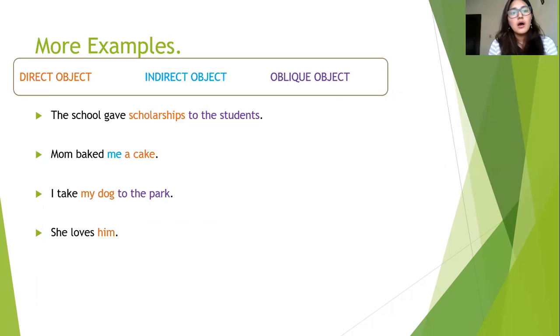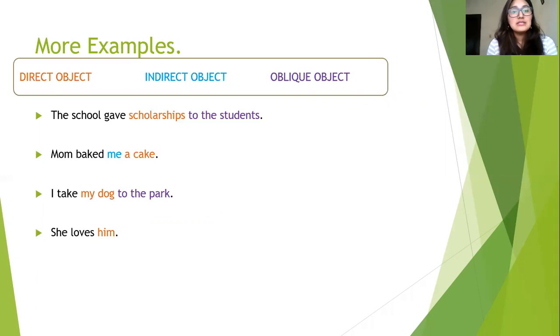Second sentence, my mom baked me a cake. A cake is related to the verb baked, direct object, and me is the indirect object. And why is it an indirect object? Because we only have the object pronoun.